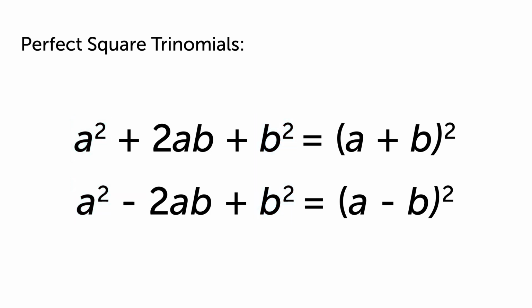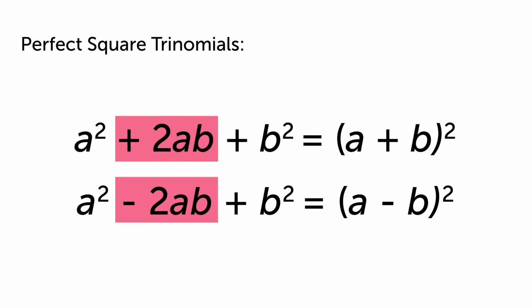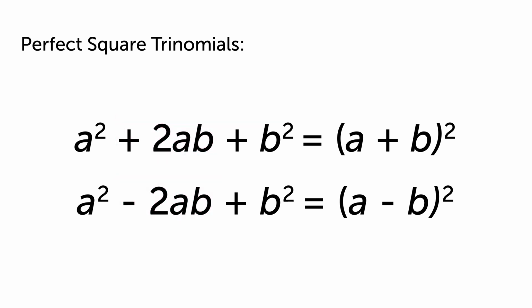So, to identify a perfect square trinomial, remember the 3 steps. Step 1. Check if the first term is a perfect square. Step 2. Check if the last term is a perfect square. Step 3. Check if the middle term fits the 2 times a times b pattern. If a polynomial meets all 3 of the criteria, then it is a perfect square trinomial, and it can be factored using one of these patterns.